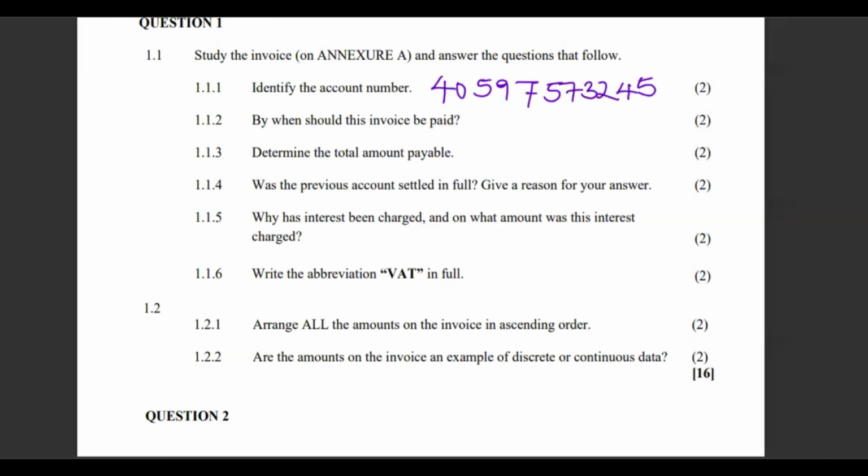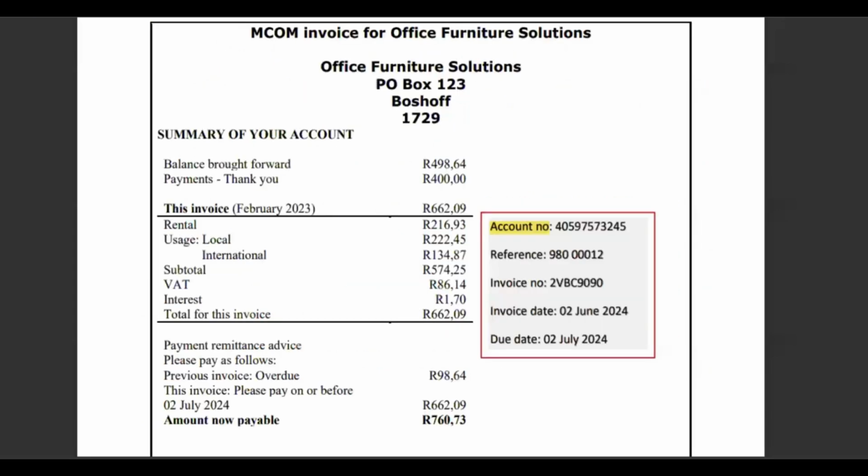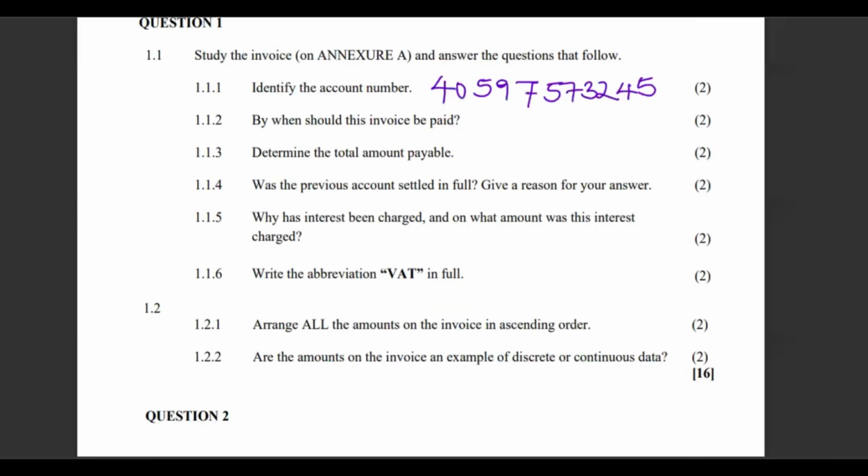By when should this invoice be paid? Amount due. When is it due? We come here. Due. So the 2nd of July 2024. So we come here, write the date, 2nd July 2024.